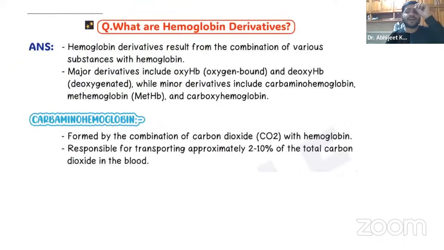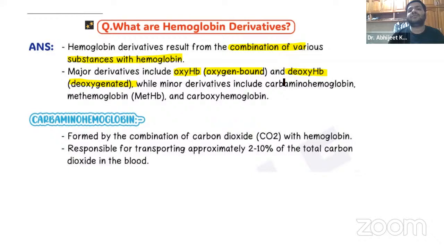Coming on to the next one, what are the hemoglobin derivatives, guys? Remember that the hemoglobin derivatives result from the combination of various substances with hemoglobin. Now, guys, the major derivatives, the very first one: what is bound to the hemoglobin? That is oxygen. So the very first one you have to remember, the derivative of hemoglobin can be oxyhemoglobin, oxygen-bound hemoglobin, right? Or we can have deoxygenated hemoglobin, okay?